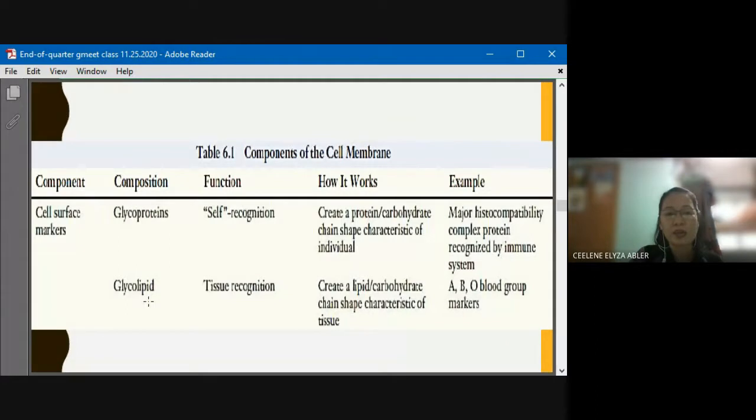Meron din tayo yung glycoproteins and glycolipids. Okay, let's discuss these two. Okay, ang dalawa kasi has different functions. Si glycoprotein class is self-recognition. Halimbawa, may other ka na cell, didikit siya kay cell-by-cell adhesion ng mga membrane proteins. So, paano niya makikilala na kauri mo siya? So, ang gagamitin niya is actually a glycoprotein kasi yun ang gagamitin niya.